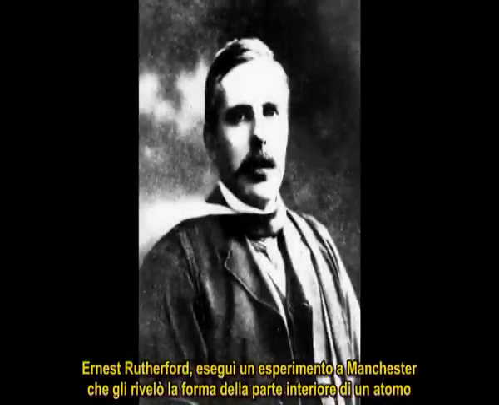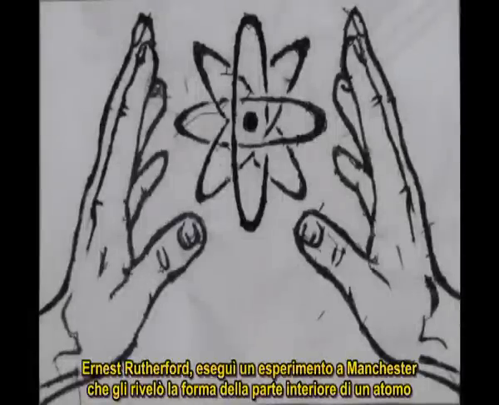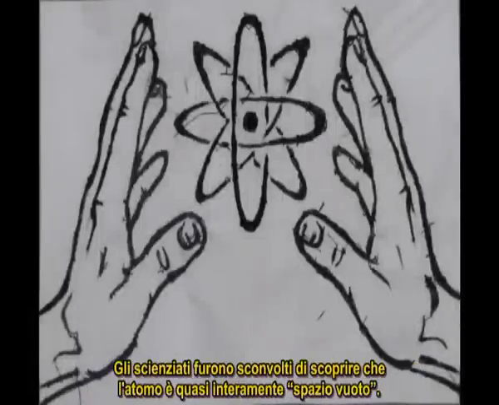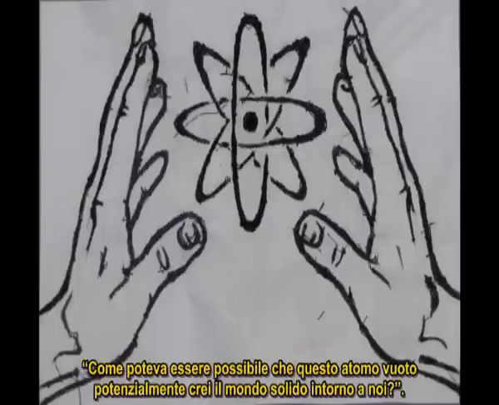Ernest Rutherford performed an experiment in Manchester that revealed to him the shape of the interior of an atom. Scientists were shocked to discover that the atom is almost entirely empty space. The question then became, how could this empty atom possibly make the solid world around us?